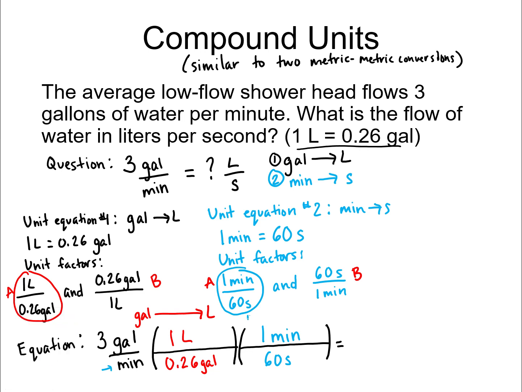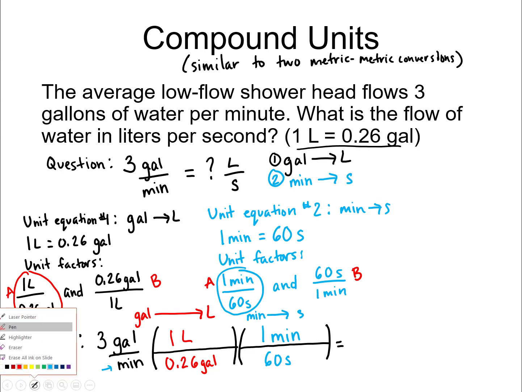That's going from the per minute to per second. Let's make sure our units actually cancel the way we want them to. We've got gallons in the numerator canceling with gallons in the denominator. We still want the numbers, we're just canceling the units.